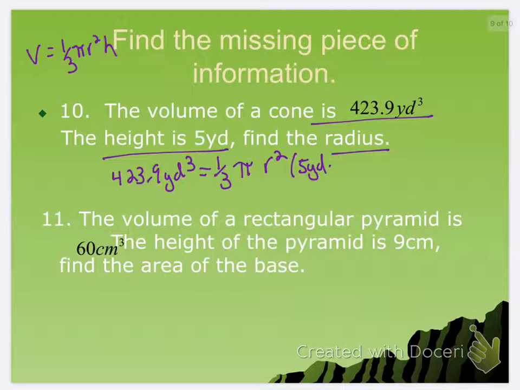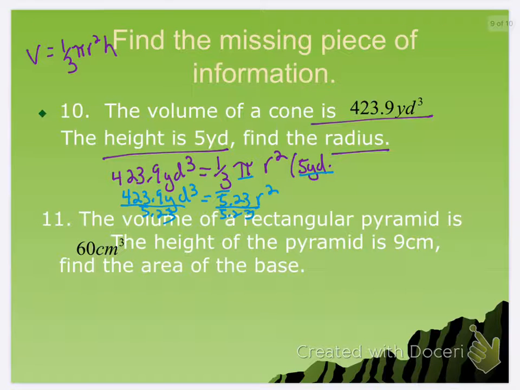So we're going to multiply together 1/3 pi and 5. So let me do 3.14 times 5 divided by 3. Okay, I'm going to rewrite this. 423.9 yards cubed equals 5.23, repeating, r squared. When I get r squared by itself, we're going to divide each side by that 5.23. So let's do that math real quick.